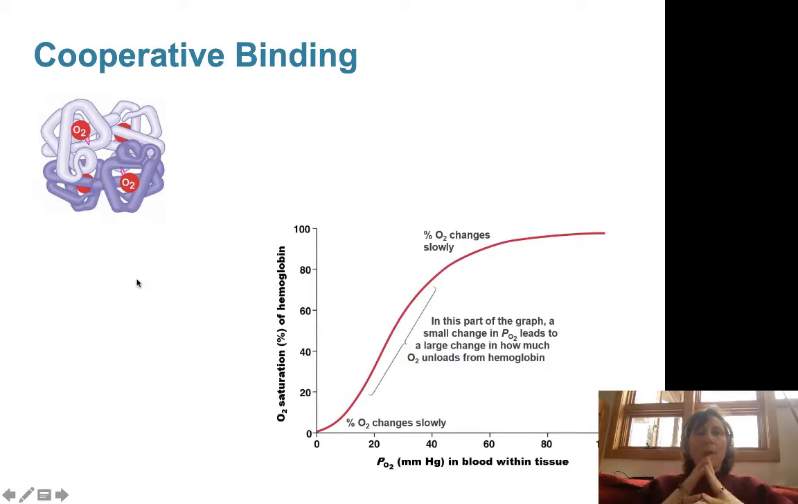So cooperative binding is a phenomenon where once you have one oxygen molecule that's become bound to a heme group, that makes it more likely that other oxygen molecules will bind as well. And in the reverse fashion, once one oxygen molecule is released from hemoglobin, that makes it more likely that other molecules are going to become released as well.